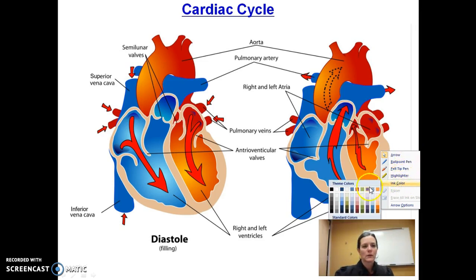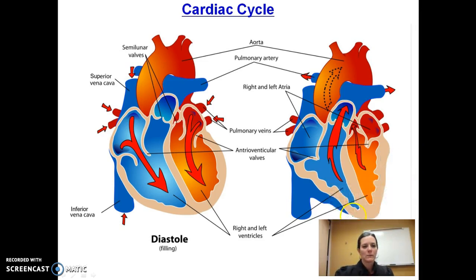Let me get a pen here that won't match any of those colors. Okay, excuse me. So we have, in this example, diastole. Diastole means relaxation. And here is systole. My little head over here is covering that up, sorry. So during diastole, this is talking about the relaxation of the heart.